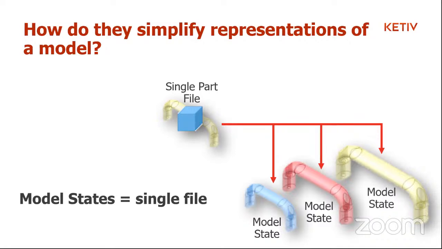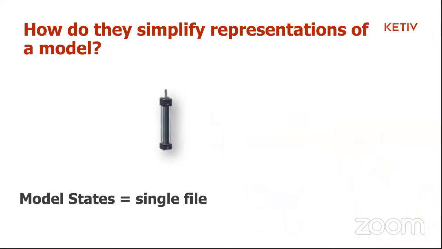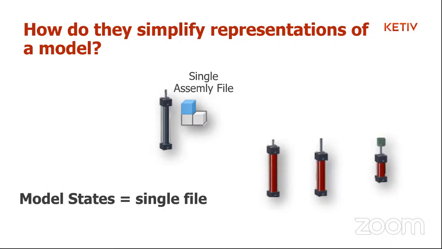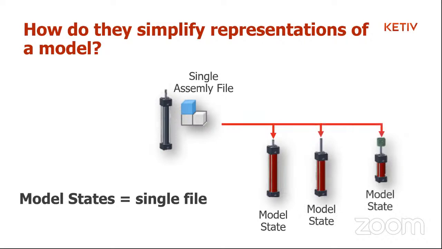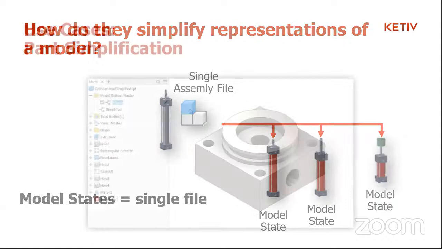Now, assemblies are going to be the same thing. One assembly file. And if you want all those other configurations, you simply create a model state that turns on or turns off some of the components, changes parameters, maybe adds an entirely new component. So from a file management standpoint, really, really simplified.